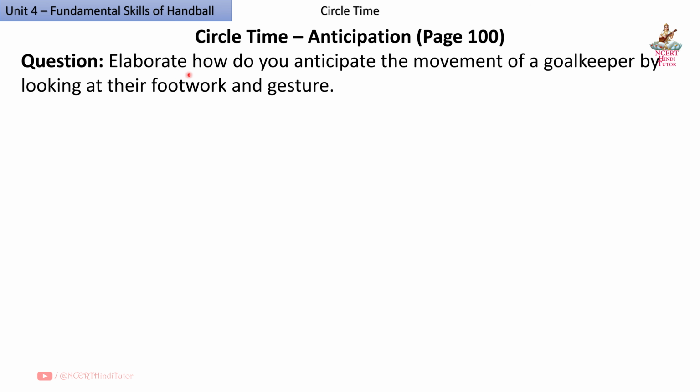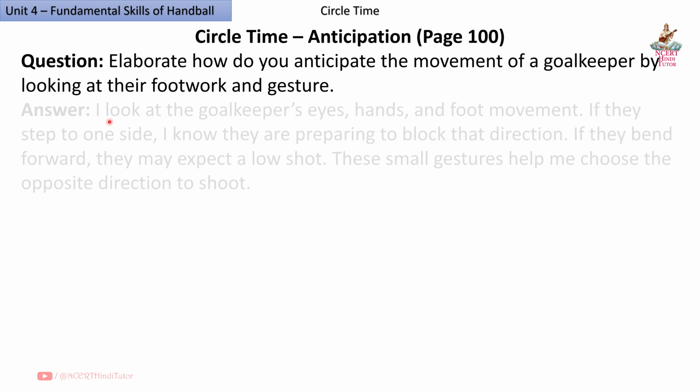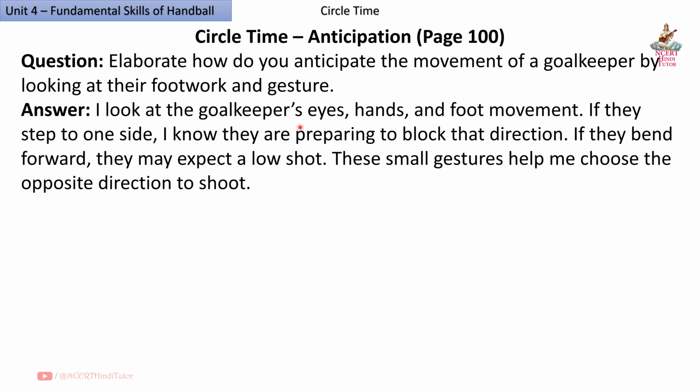Circle time, anticipation, page 100. Question. Elaborate how do you anticipate the movement of a goalkeeper by looking at their footwork and gesture. Answer. I look at the goalkeeper's eyes, hands and foot movement. If they step on one side, I know they are preparing to block that direction. If they bend forward, they may expect a low shot. These small gestures help me choose the opposite direction to shoot.